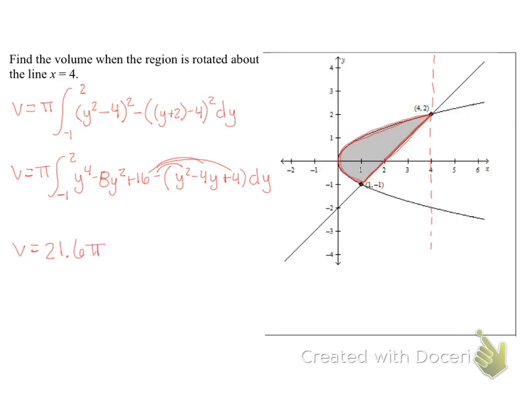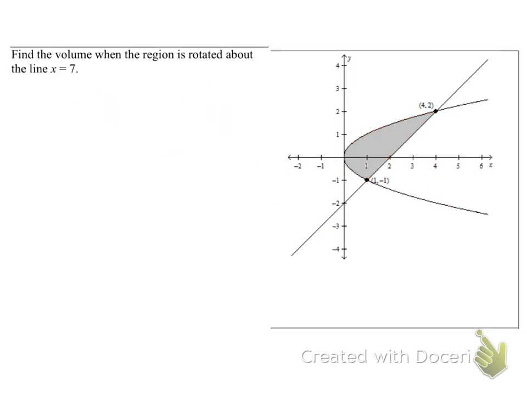Okay, now let's look at the next one. Find the volume when the region is rotated about the line x equals 7. So x equals 7 is not even on the graph. It's way over here. I encourage you to pause it, and if you can figure it out, go for it. Okay, so I'm going to set it up like this.